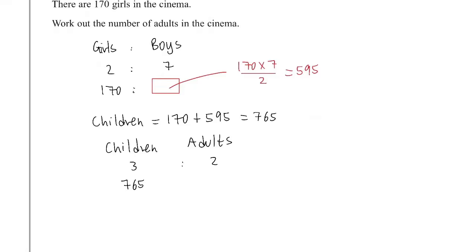So once more, we will be using cross multiplication here to get 765 times 2 over 3, which is giving an answer of 510 adults. So the answer to question 2 is 510.